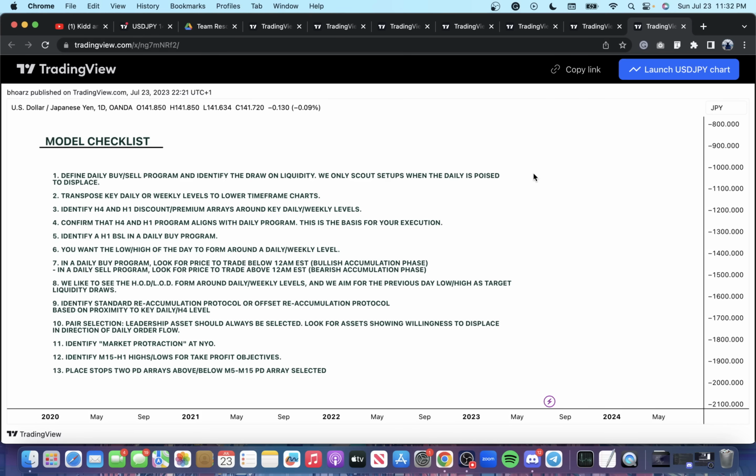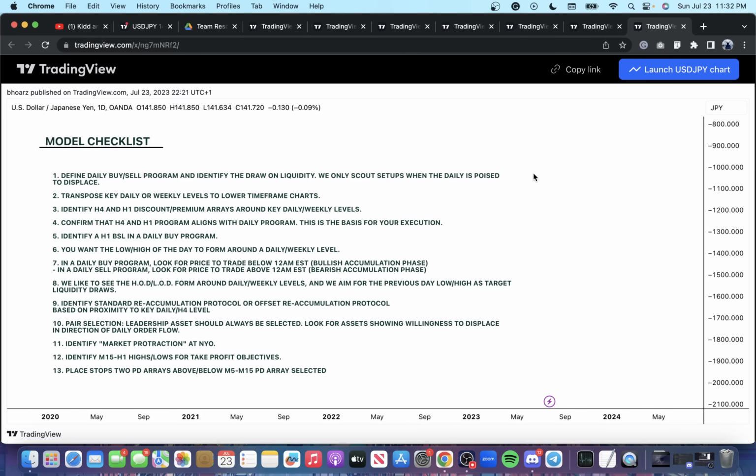Number 3, you want to identify your H4 and H1. So when I say H4, I mean your 4R, and when I say H1, I mean your 1R. So you want to identify your H4 and H1 discount and premium arrays around key daily or weekly levels. So once you've identified your daily level, that does not mean you remove that level from your chart. You keep them on your chart, and then you go and look for lower time frame discount or premium around those key levels to even refine your levels more for your intraday trading.